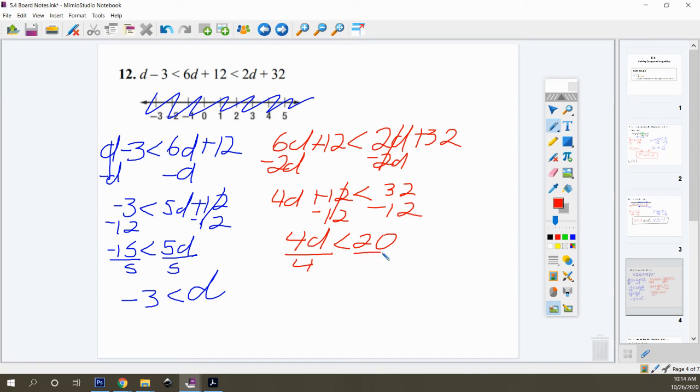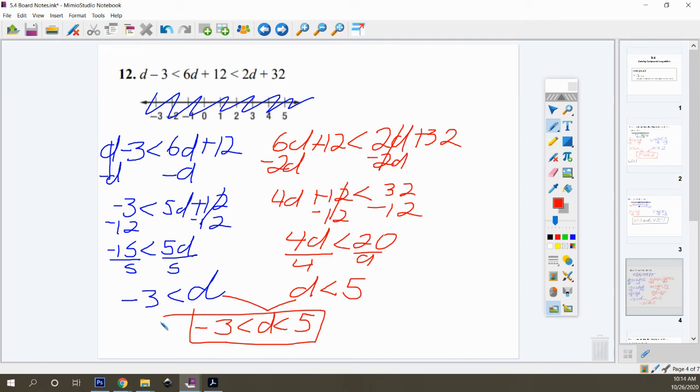Divide out the 4, and I have d is less than 5. 20 divided by 4 is 5. Now I want to recombine this. So these two separate d's right here are going to combine to be 1d. This was less than negative 3, and this was less than 5. So there is my answer.